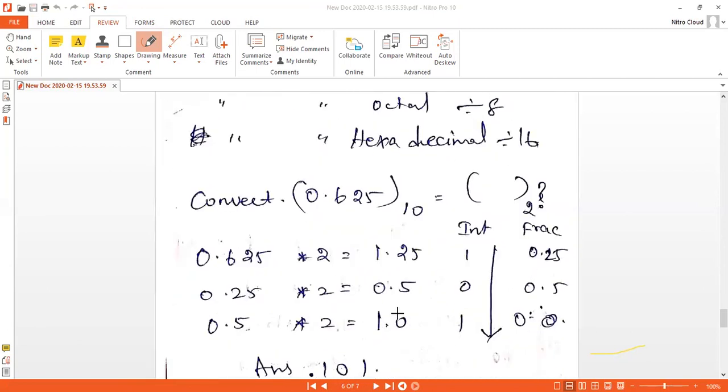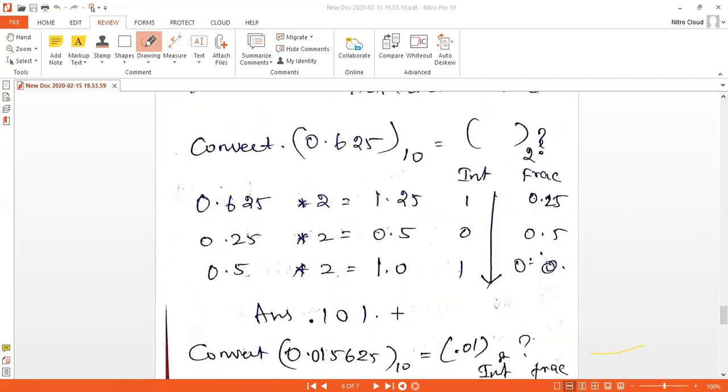So now they're asking you to convert 0.625. It is in decimal. You have to convert to which model? Binary model. Binary, sir. Very good. So here they are giving only decimal values.